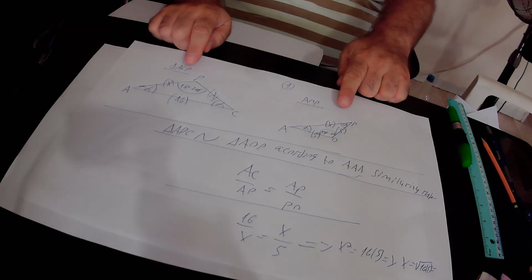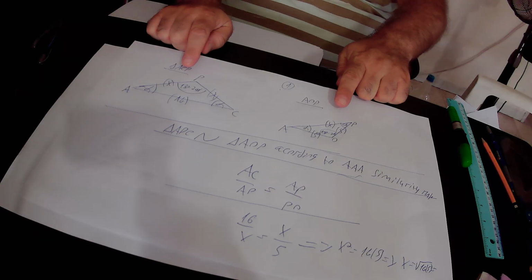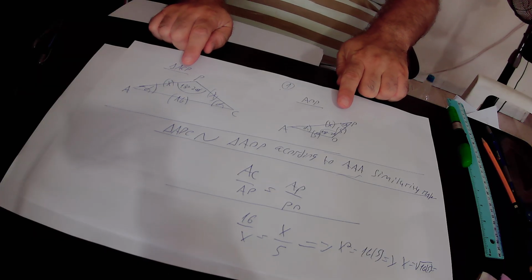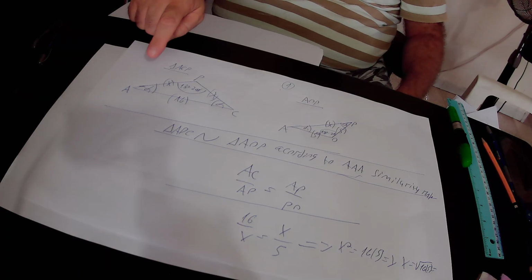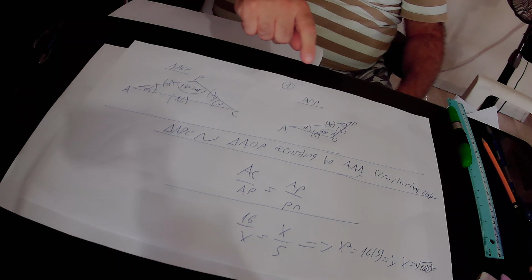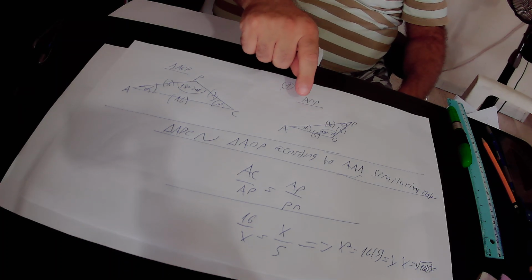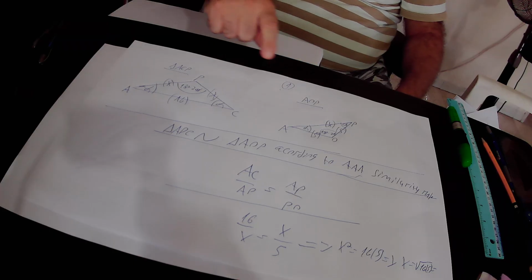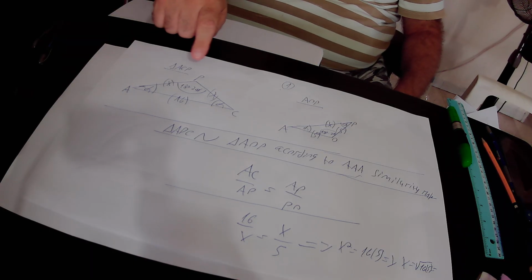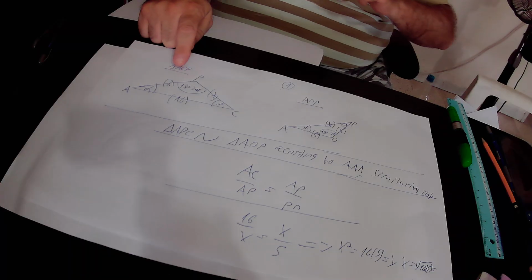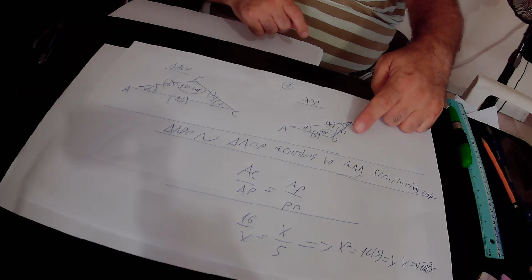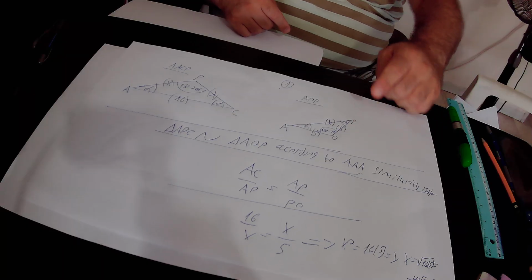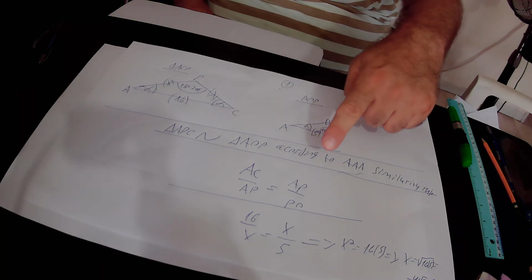And from the fact that those two triangles are similar to each other, we derive that the following relationship exists between their sides. Side AC of the triangle APC over side AP of the small triangle APO is equal to side AP, which is the common side that belongs to both triangles, of the big triangle APC over side PO of the small triangle APO. Okay, AC over AP equals AP over PO.